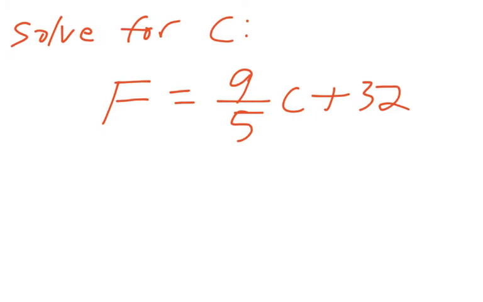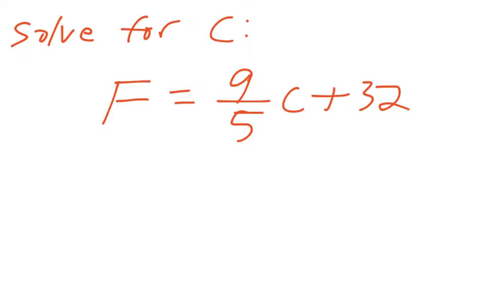Okay, so how about this one? So let's say we're solving for c. Now take a look at that. See if you could figure out what that actually represents. This is a literal equation that represents something in real life. See if you can figure that out. There's an F and a C. Well, this is the formula for converting Celsius to Fahrenheit.